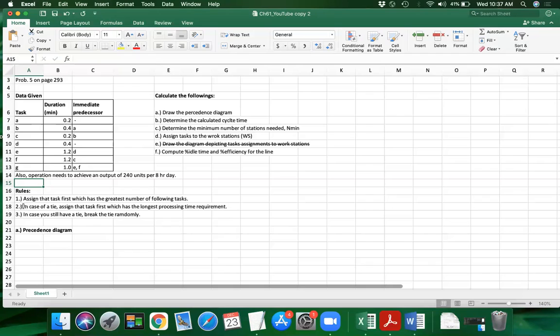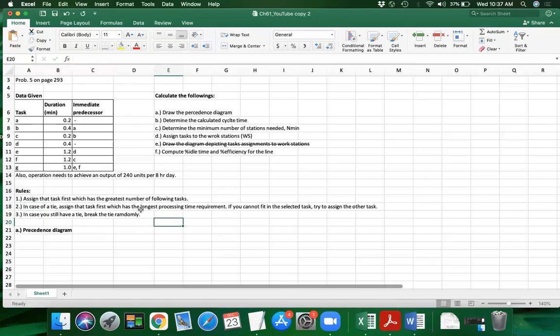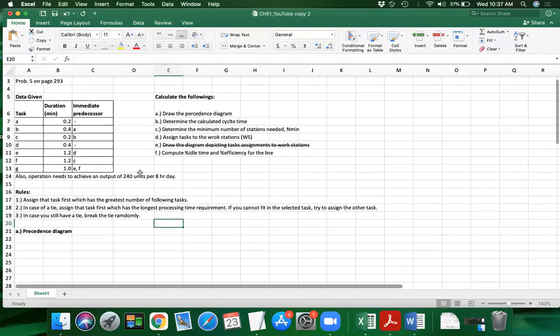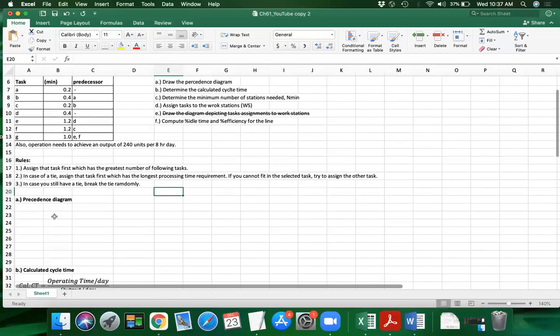There is a slight modification here, I would say. If you cannot fit in the selected task, try to assign the other task. So in a way, if you cannot fit in the task that needs the longest processing time, then you will go to the next one that you can fit in and move on. Okay, so let's get started. Let's draw the precedence diagram here. And this is what you need to keep in mind.